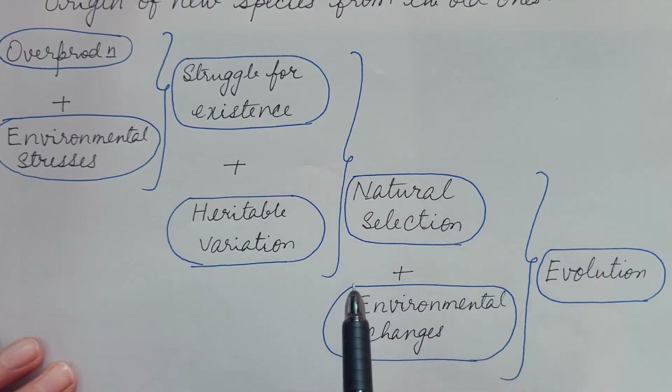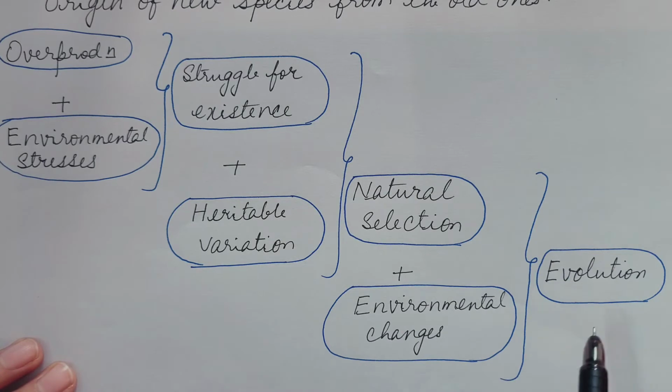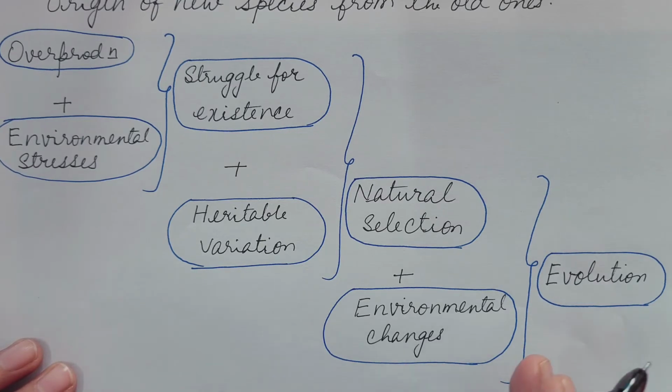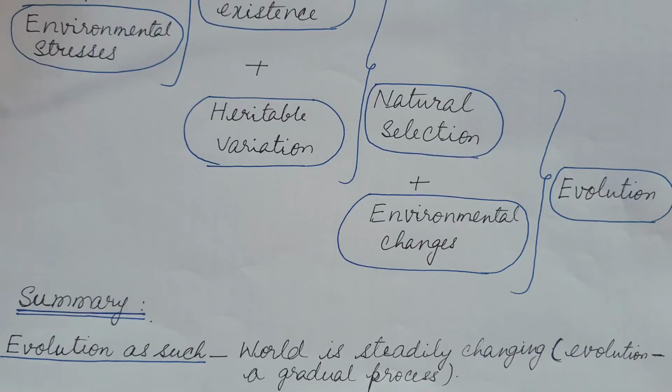Also, this is not the end. Due to environmental changes, the adaptations keep on accumulating, or are preserved, generation after generation. This leads to evolution, which is descent with modification. Hence, new species originate, or we can say that older species get modified into new ones. Let us see the summary of Darwinism.